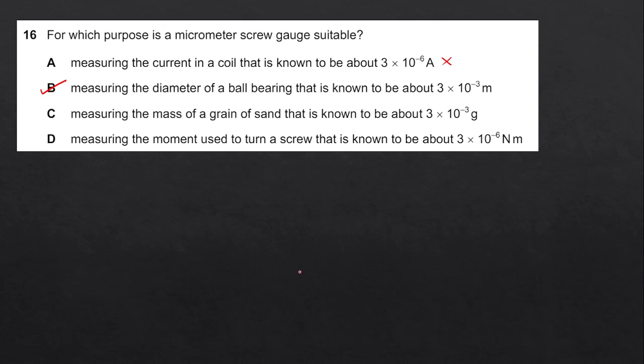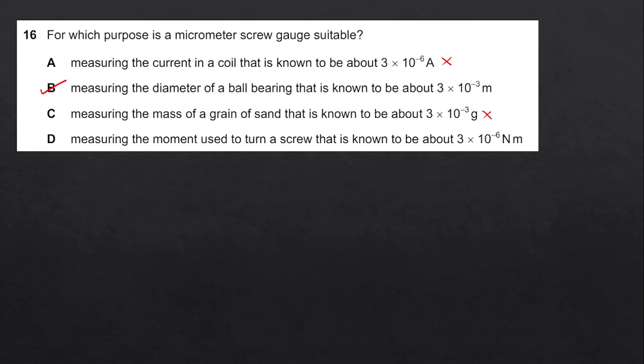Let's take a look at other things. Measuring the mass of a grain of sand that is known to be 3 into 10 power minus 3 gram. A micrometer screw gauge is a distance measuring instrument. We cannot measure mass using micrometer screw gauge. So option C is incorrect.